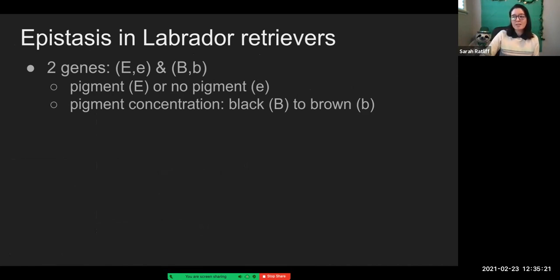Let's look at one more example for epistasis. Labrador retrievers, we all love them. You've seen them. You may even have one. So let's look at our two genes, E and B. E will be our pigment indicator. Does it have pigment? If it has a capital E, pigment is dominant, it will have some sort of pigment. If it does not have pigment, it will be recessive, homozygous, little e. Then if we determine that there is pigment with our dominant E's, we can look at how much pigment will be present. Lots of pigment is dominant, so capital B will give us black. Less pigment is recessive. Little b will have to be homozygous recessive for our brown.